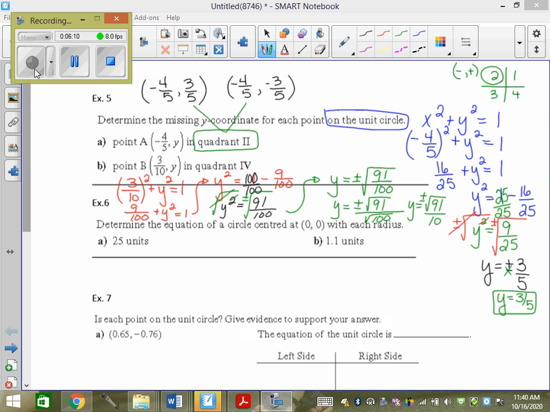Now this one's in quadrant 4. In quadrant 4, my y's are what? My x's are positive and my y's are negative. So the answer to this one is y equals negative root 91 over 10.